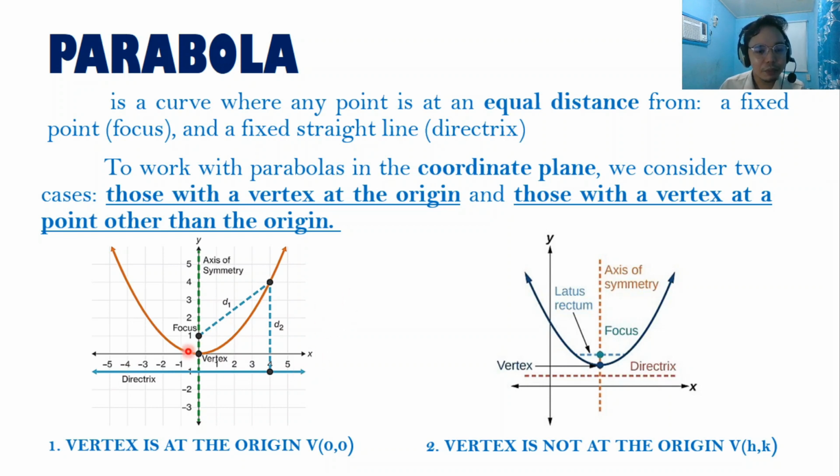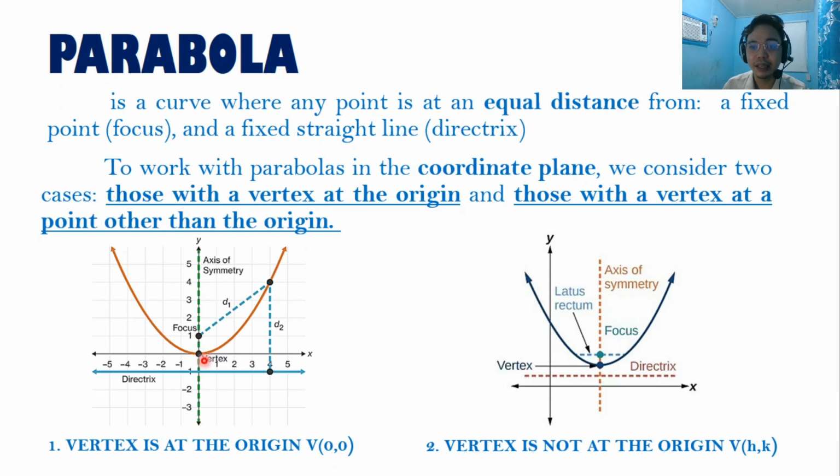Yung distance from vertex to focus ay kagaya lamang ng distance from vertex to our directrix. Also, we have this axis of symmetry. So, axis of symmetry naman is a line passing through the focus, the vertex, and is perpendicular to our directrix.